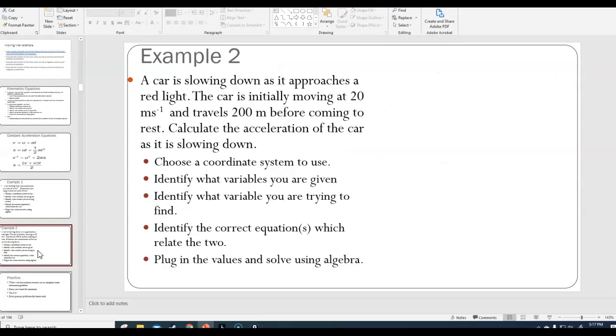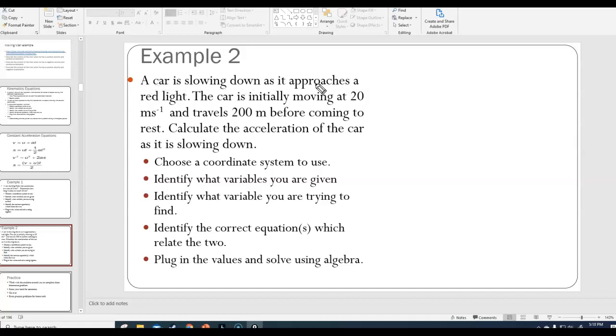Alright, example 2. It says a car is slowing down as it approaches a red light. The car is initially moving at 20 meters per second and travels 200 meters before coming to rest. Calculate the acceleration of the car as it slows down. Pause it here and see if you can figure out the answer to this question on your own. Okay, let's work through example 2 and see if you got the correct answer.